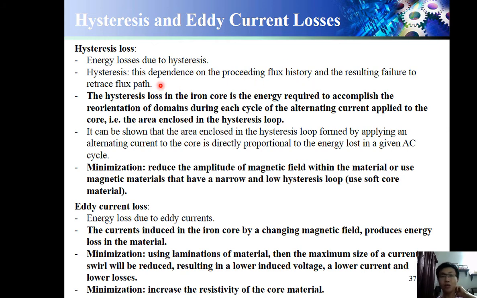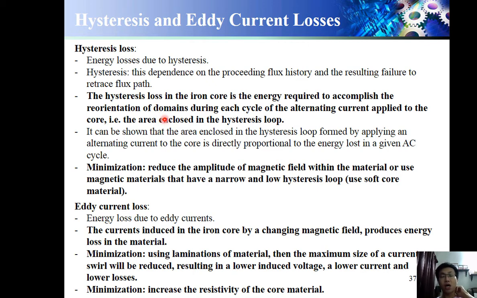So let's go through them. Hysteresis loss is energy loss due to hysteresis, but don't write it like this. Hysteresis is the dependence on the preceding flux history and the resulting failure to retrace the flux path. So this is called hysteresis. In an easier way, the hysteresis loss in the iron core is the energy required to accomplish the reorientation of domains. This is more material science.